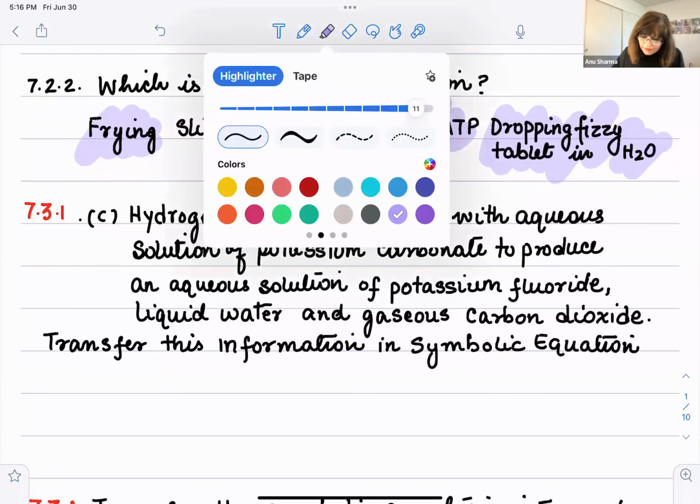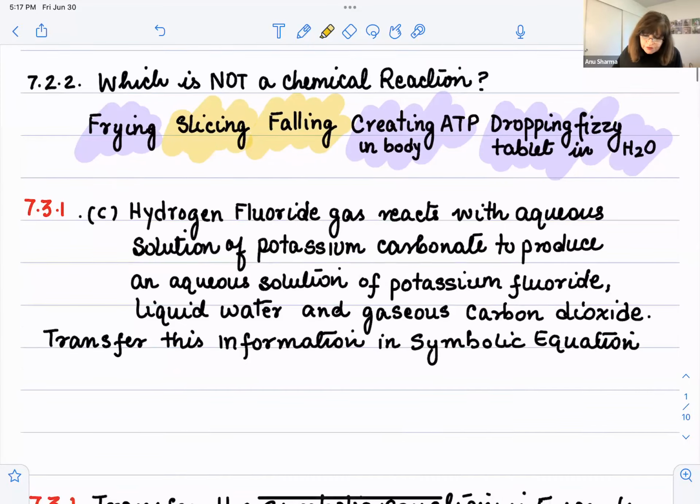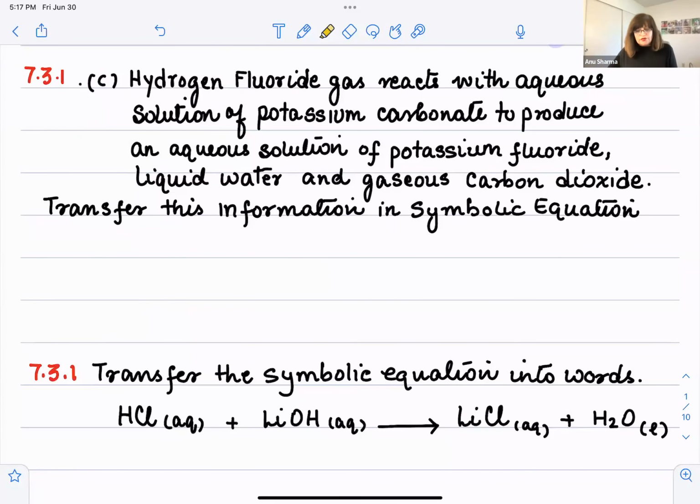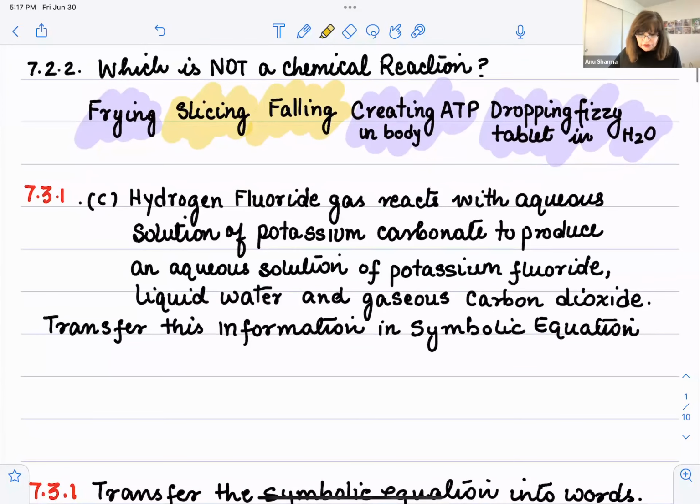Now, if something is falling from the top, or if you're slicing something big and making it into small parts, the chemical composition remains unaltered. Similarly, falling just changes the placement of a substance from point A to point B, but it doesn't change the chemical nature of the substance. So those two are not chemical reactions. The rest of them are.